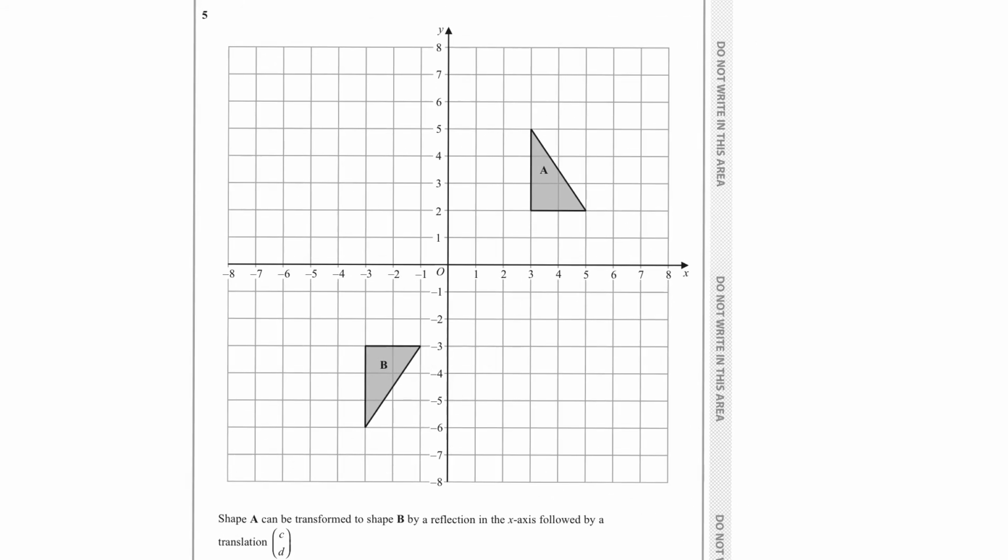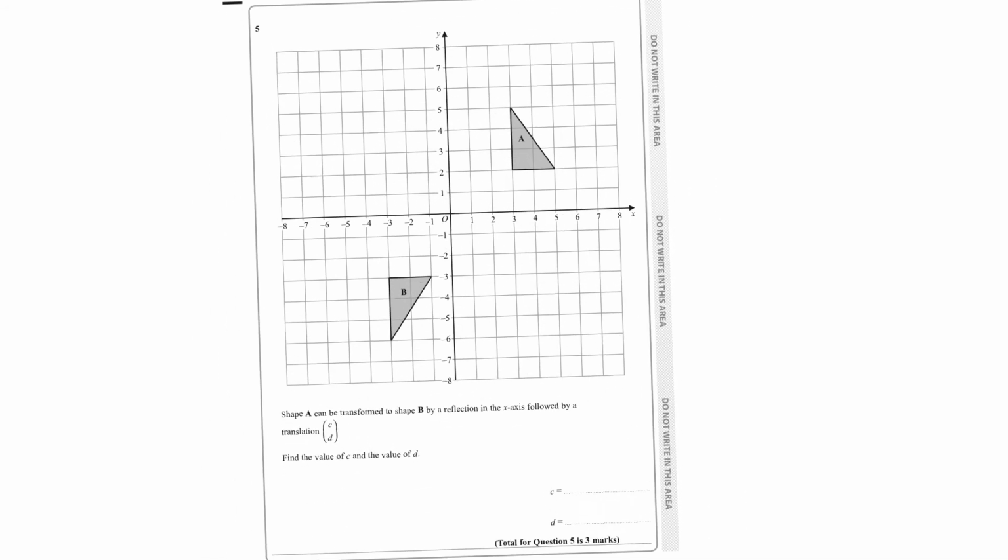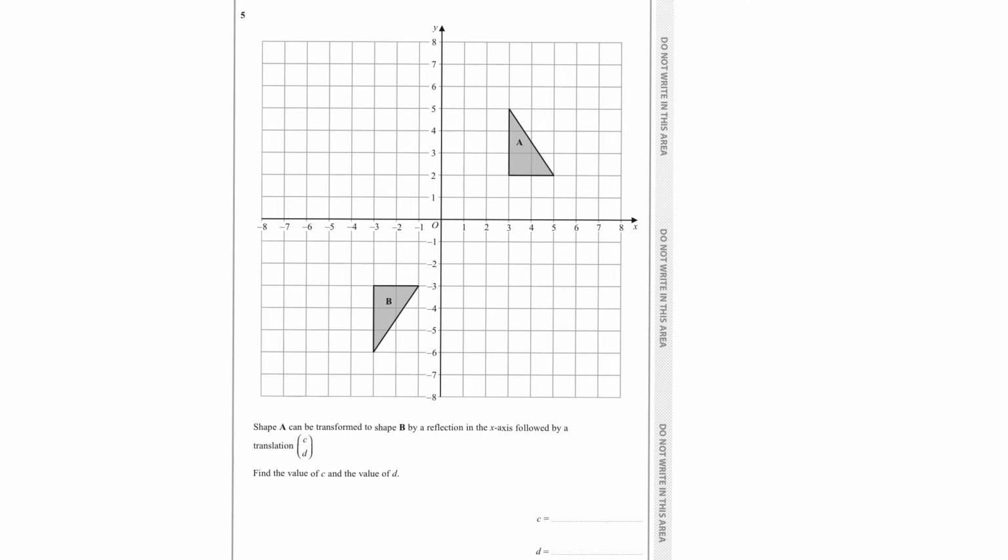So question 5, I'll just zoom out again so it's clearer. It says shape A can be transformed to shape B by reflection in the x-axis followed by a translation with vector (C, D). It says find the value of C and find the value of D. So it says first that it's reflected in the x-axis. So we are going to reflect our shape A along the x-axis.